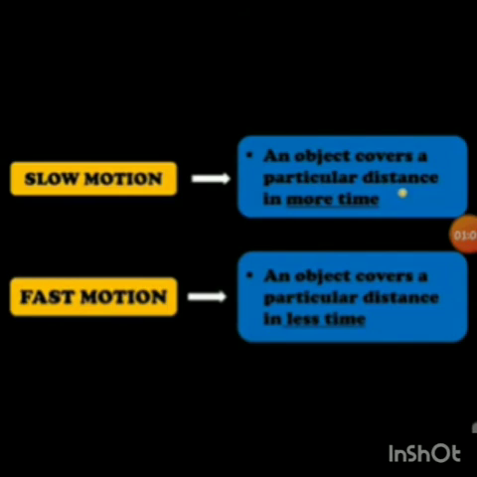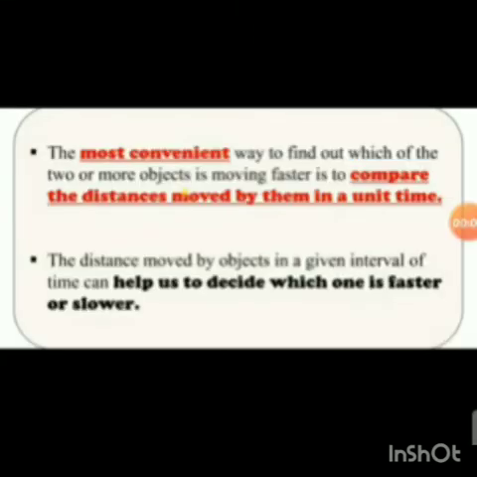So what is slow motion? An object covers a particular distance in more time. And fast motion, that is, an object covers a particular distance in less time. The most convenient way to find out which of two or more objects is moving faster is to compare the distances moved by them in a unit time. The distance moved by objects in a given interval of time can help us to decide which one is faster or slower.